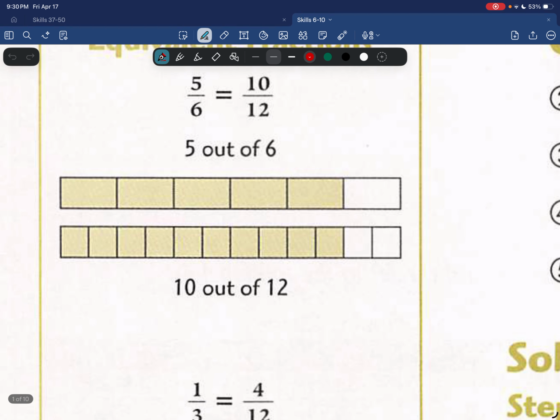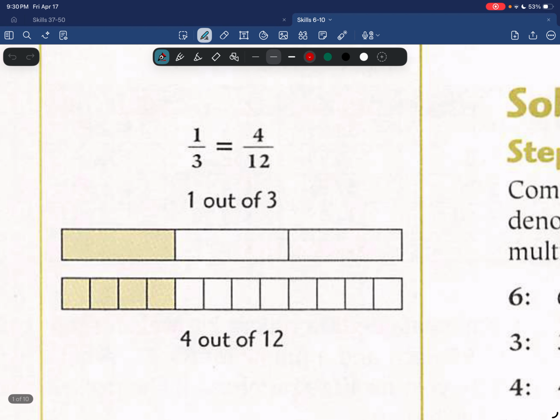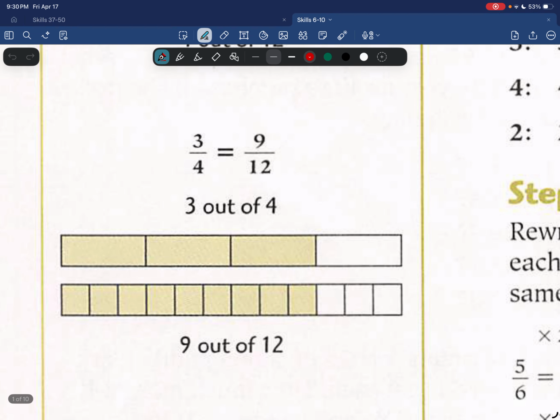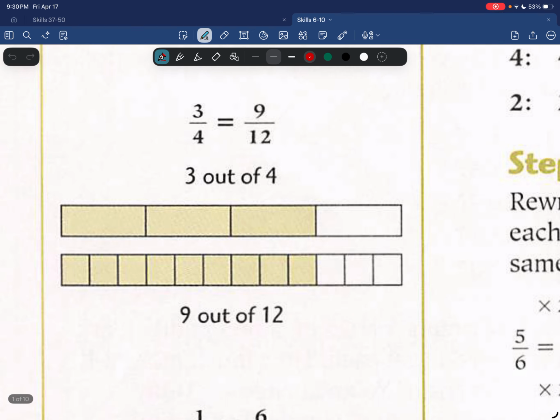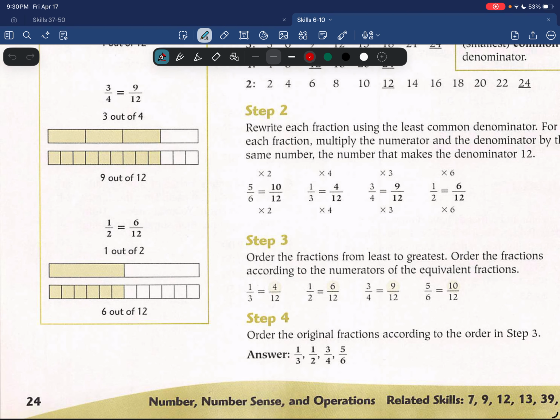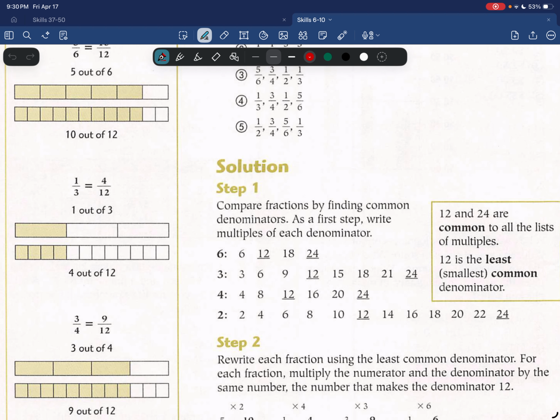Those are equivalent fractions. Here's another example. 1 out of 3 is the same amount as 4 out of 12. Fundamentally, they are the same, but they look different. They're in different terms. Then 3 out of 4 is equivalent to 9 out of 12. Just another example of that. And 1 out of 2 is equivalent to 6 out of 12. Both of those represent half of their respective bars. So we'll be using that concept as we go through these steps.